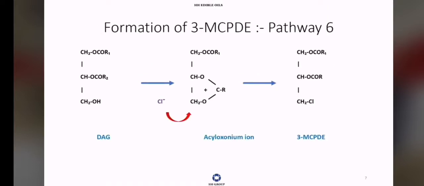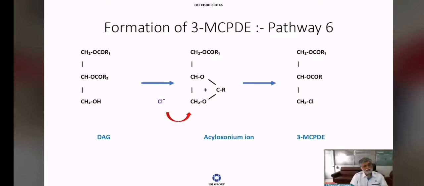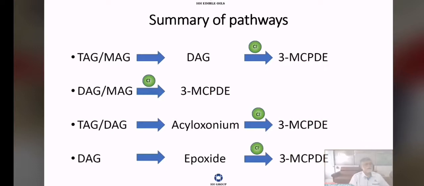This is another pathway that is shown on that treasure map that I showed you earlier. Again, you'll see DAG can become an acyl oxonium, and then again with chloride coming in, it can become a 3-MCPDE. If you look at all these, I refer to pathway 1, pathway 3, pathway 6, right? They all refer to the particular pathways in that map shown in the preceding slide. Next slide, please. This is a summary of all the pathways.